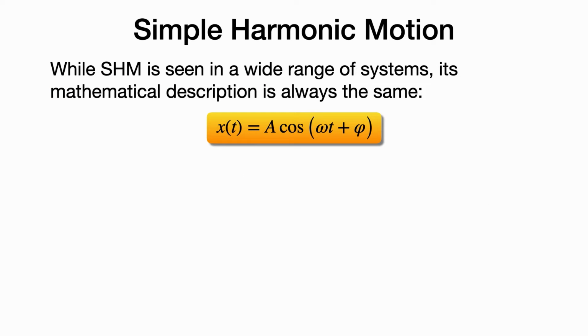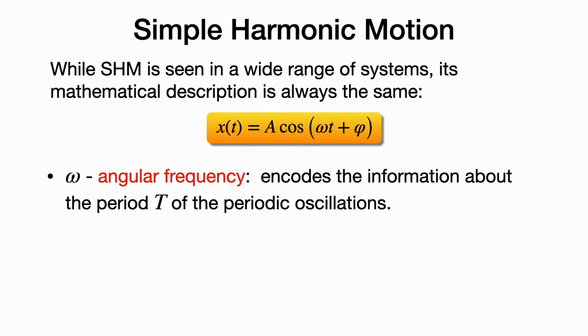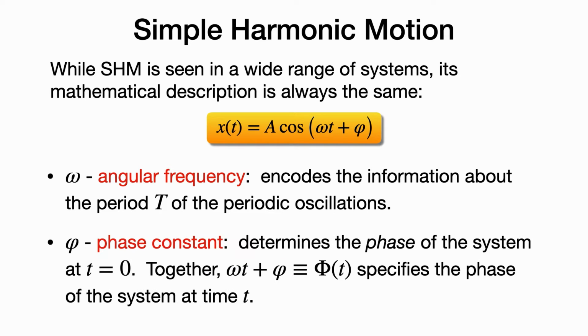While simple harmonic motion is seen in a wide range of systems, its mathematical description is always the same. x equals A cosine of omega t plus phi. Here, omega is angular frequency. It encodes the information about the period T of the periodic oscillations. Phi is a phase constant. It determines the phase of the system at t equals 0. Together, omega t plus phi give us the phase of the system. It's the argument of the cosine function, and it specifies the phase of the system at time t.